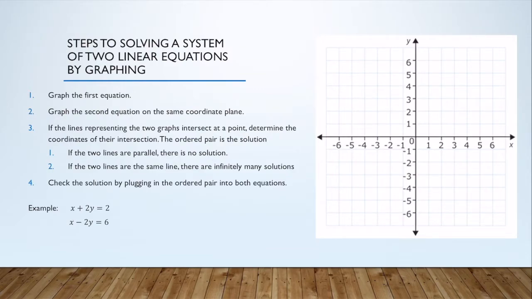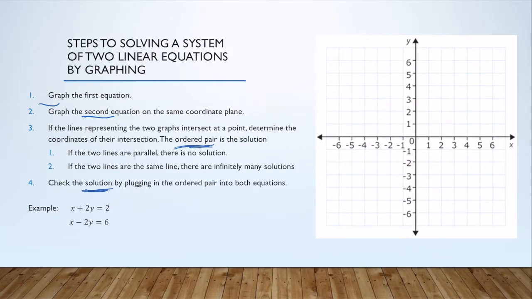So, how do we solve a system of two equations? First, graph the first equation. Second, graph the second equation. If the lines representing the two graphs intersect at one point, determine the coordinates of their intersection, because that ordered pair where those two lines intersect is our solution. If the lines are parallel, there's no solution. If the lines are the exact same line, there are infinitely many solutions. And you always want to check your solution, because it can be hard to see when graphing, by plugging it into both equations.